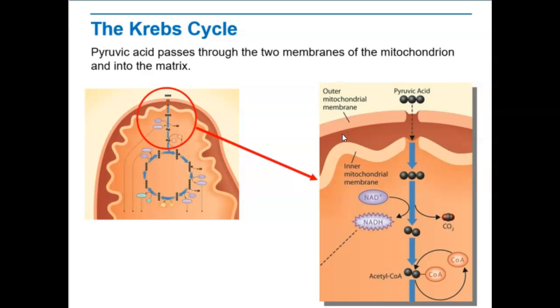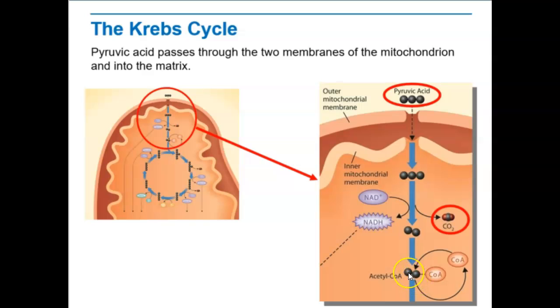So pyruvic acid passes through the 2 membranes of the mitochondria and into the matrix. So this is a little more detailed breakdown. There it goes. Once it comes through, the NAD plus comes in, it pulls off a hydrogen, which helps to break this down into this 2-carbon molecule and then CO2. And this 2-carbon molecule is called acetic acid. So we started with glucose, we broke glucose into pyruvic acid. Now we're converting pyruvic acid into acetic acid.